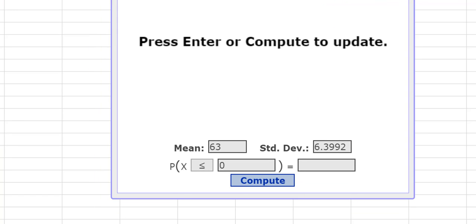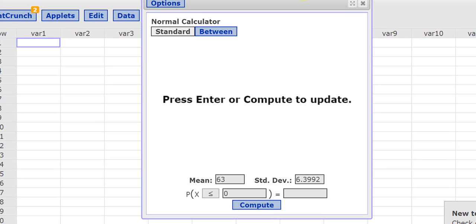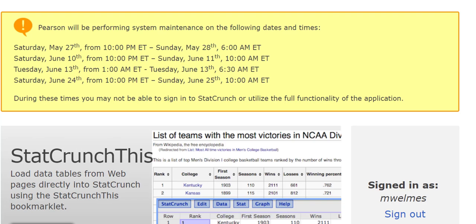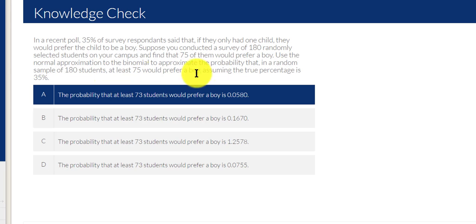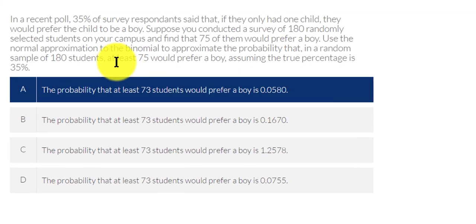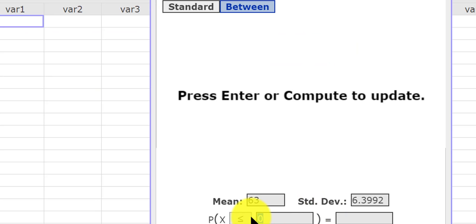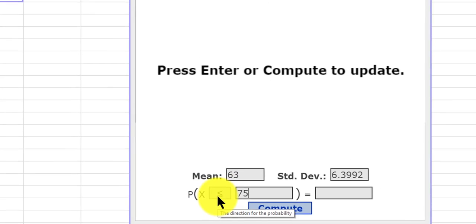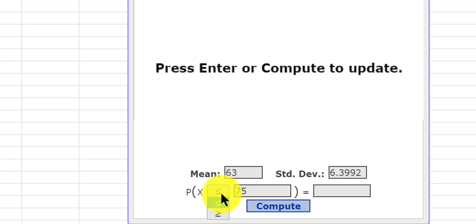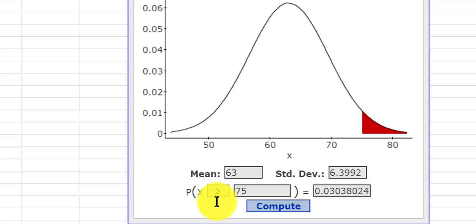Now here's the confusing part. I think there could be a problem. If you look at the question, it says at least 75 would prefer a boy. So I could enter 75 into my calculator, and this is less than or equal to 75. We want at least 75, so I change the direction of my inequality sign. And we're really looking at this shaded portion of the normal curve. And that would be my answer.